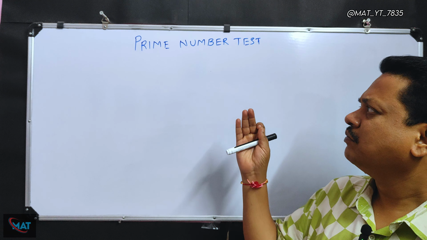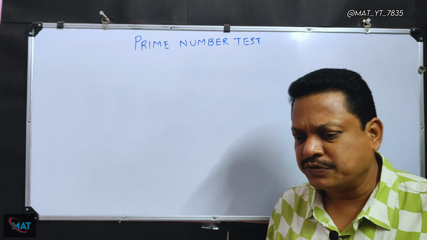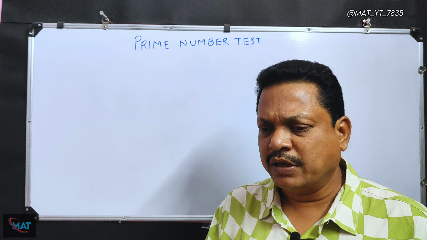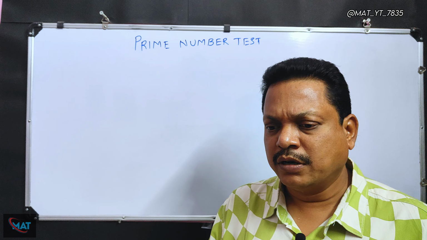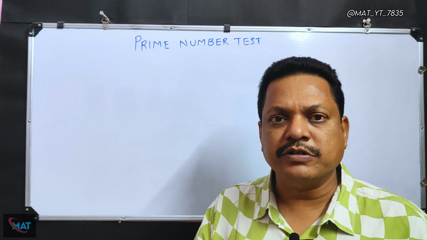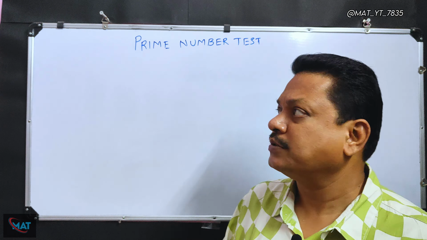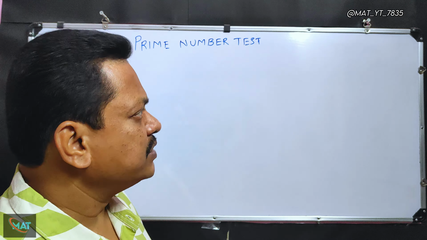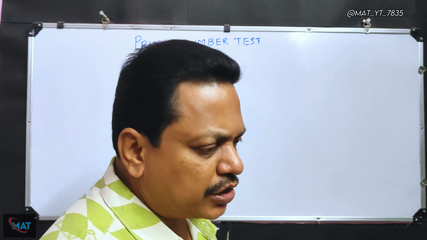A prime number is a number which can be divided only by itself and 1, because 1 will divide every number. So simply to remember, the numbers which are divisible only by themselves and 1 are known as prime numbers. For example, 2, 3, 5, 7, we can list them out. There is no end for that.